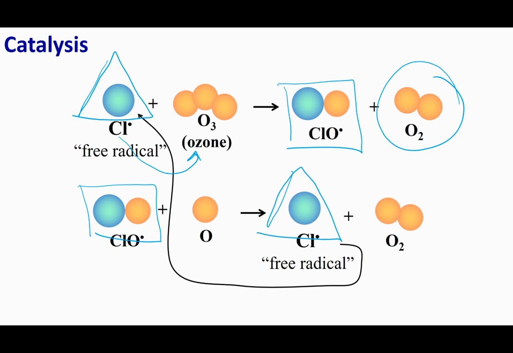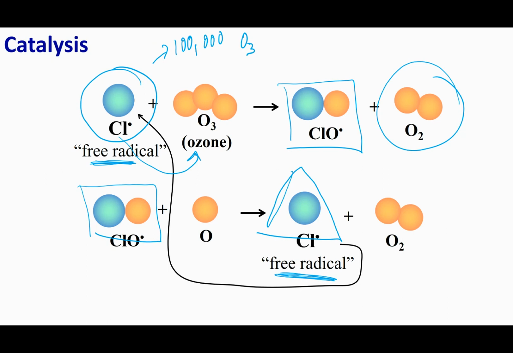And so, again, to show you guys, I first consume something, and then I regenerate it. So this free radical is acting like a catalyst. And so what happens is when these free radicals get generated, it speeds up that reaction. In fact, it is estimated that one of these molecules right here, one free radical, is responsible for destroying 100,000 O3 molecules before it reacts with something else.